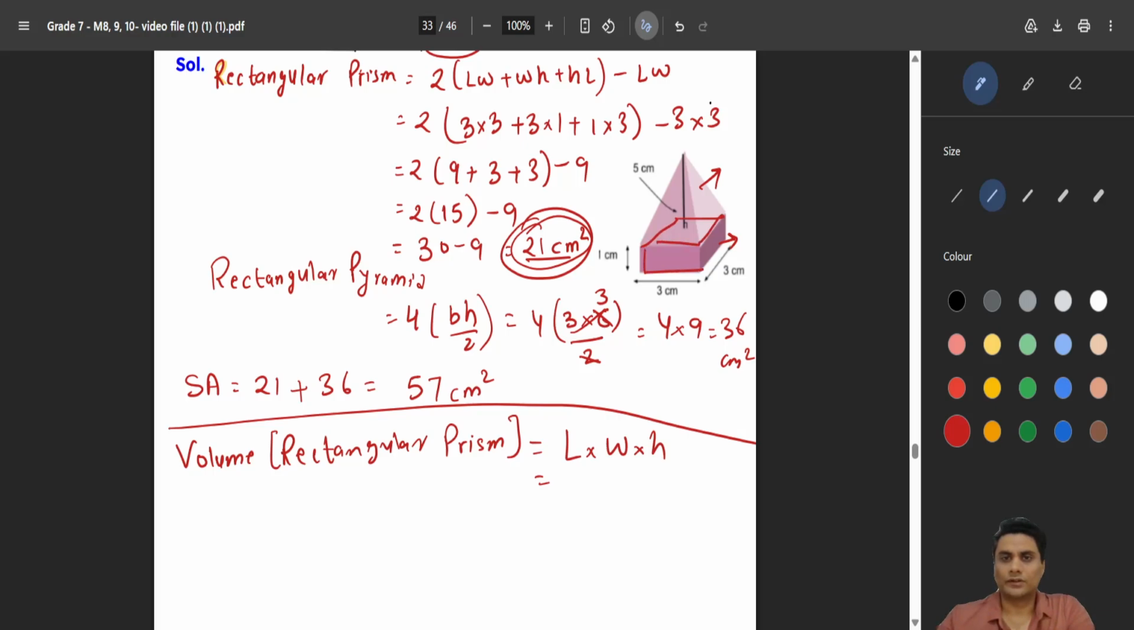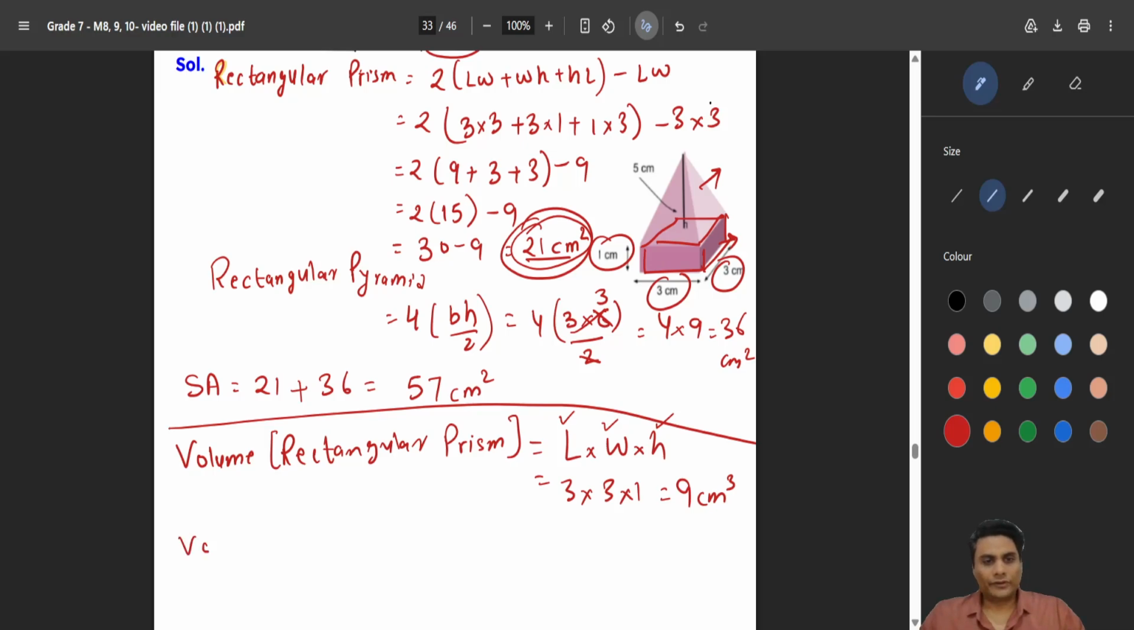This one here. This is the rectangular prism, right? So the length times width times height. So 3 times 3 times 1. This will be 9 centimeter cube. Why cube? Because we are taking volume, centimeter, centimeter, centimeter. 3 centimeters are there, correct?